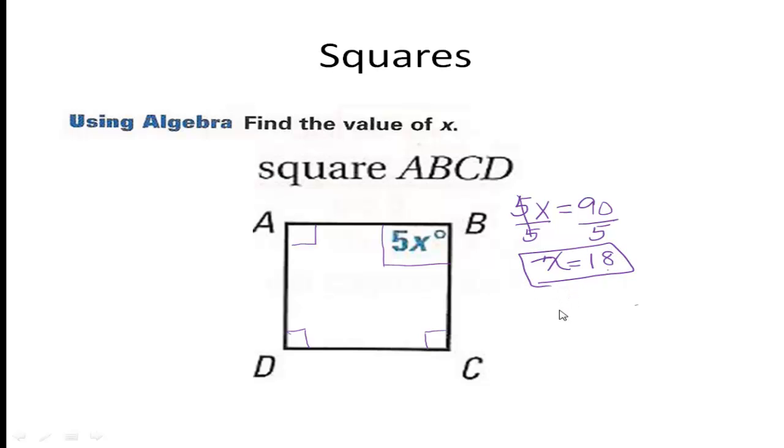And that's your final answer. And you can go back and check. You can say, well, 5 times x is the same thing as 5 times 18, which is 90 degrees. And you're done. I hope this has helped you, and it's going to help you with homework.